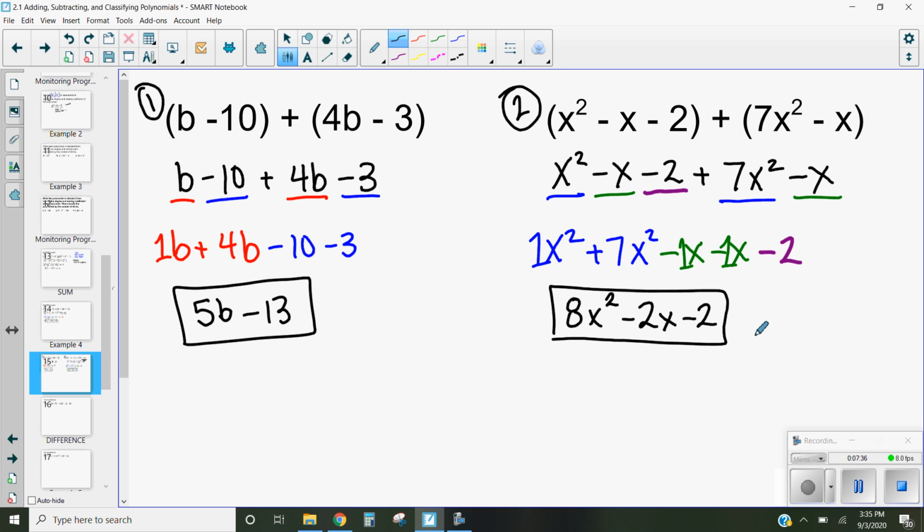Good luck adding these polynomials. Check out the next video to figure out how we subtract or find the difference between polynomials.